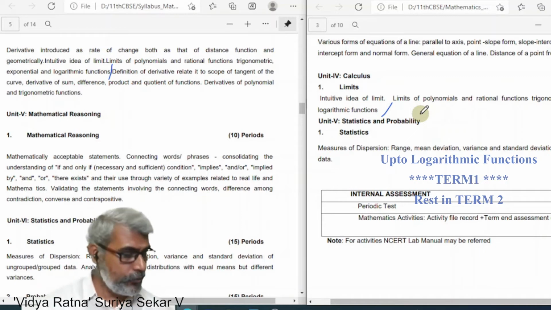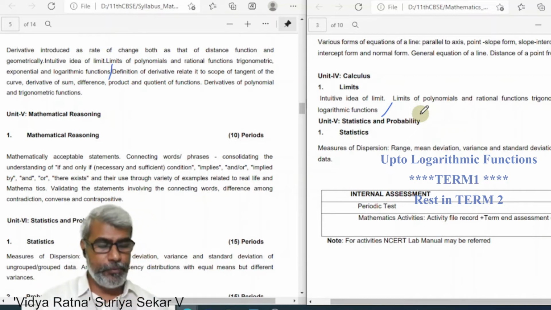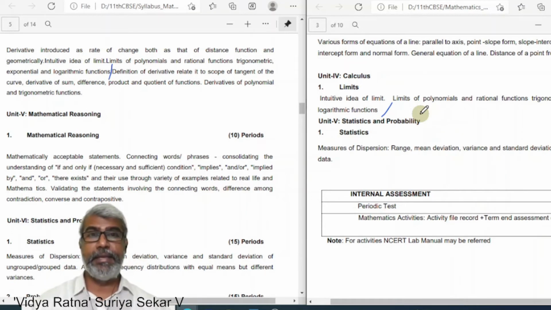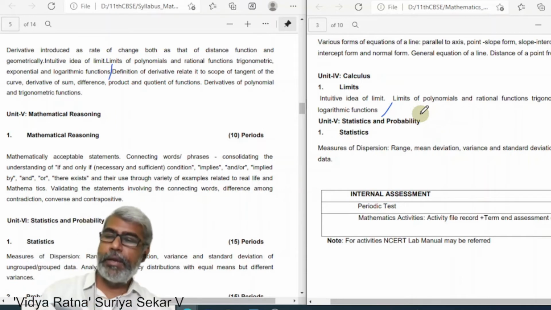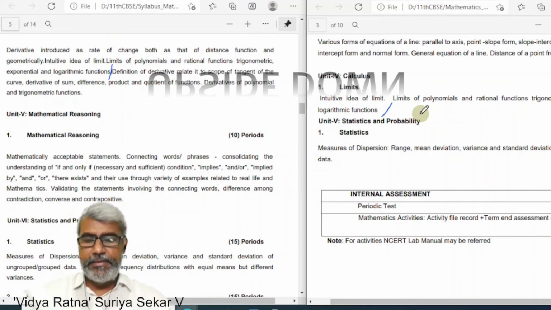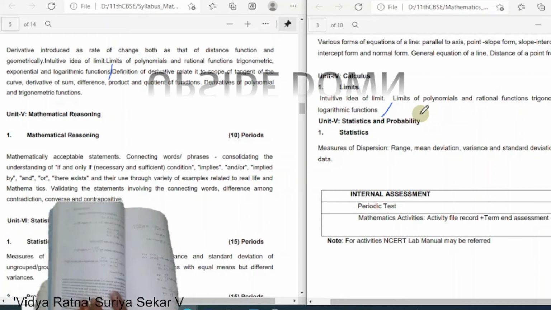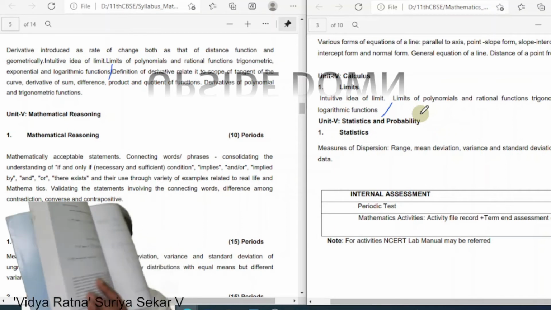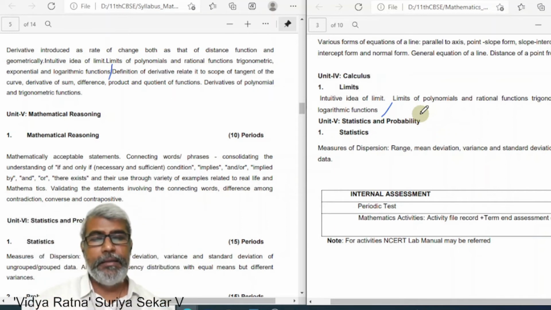So let me check it out in the textbook that we have. In the textbook, it is page number 303 in my textbook edition. You can always find the textbook edition. This is the 2019 edition I have. In this, before derivatives, this portion is there for term 1, while the rest is for term 2.